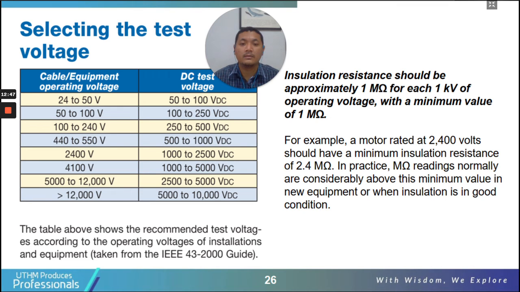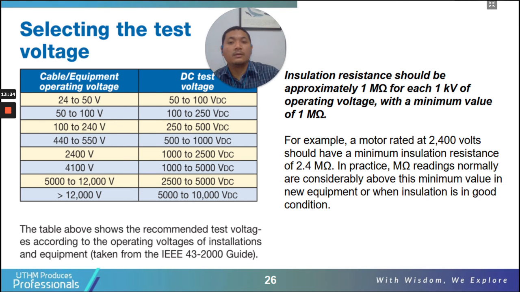Okay, if the value is less than that, it means that the insulation is very weak, it's no good. So we have to further investigate or replace the unit. If it's above 2.4 mega ohm, then the insulation of the motor is in good condition. In practice, mega ohm readings normally are considerably above this minimum value in new equipment or when the insulation is in good condition. So although it says 2.4 mega ohm for a 2.4 kV motor, usually it will go beyond that if the equipment is new or in good condition.